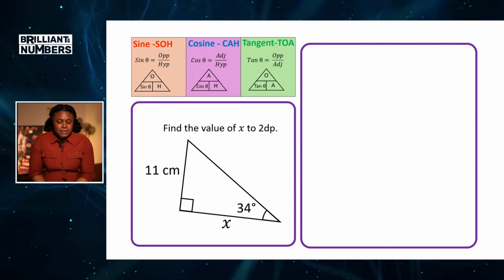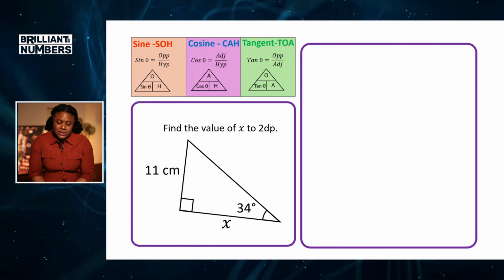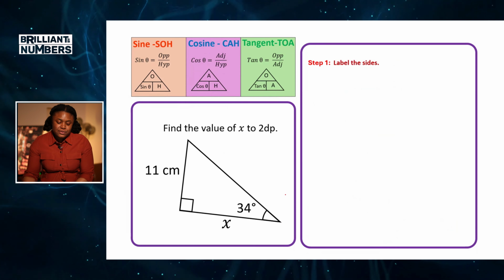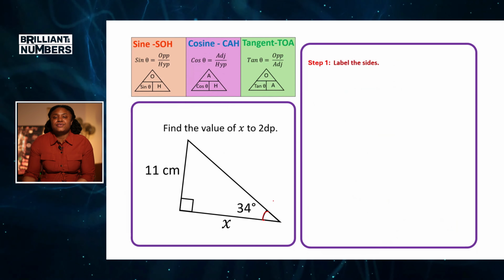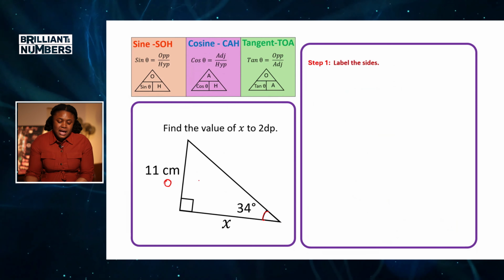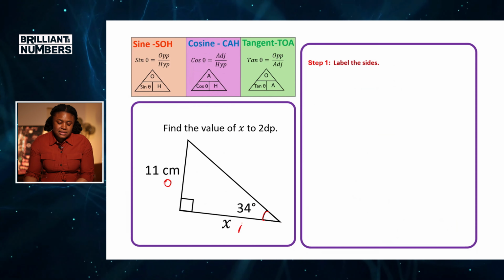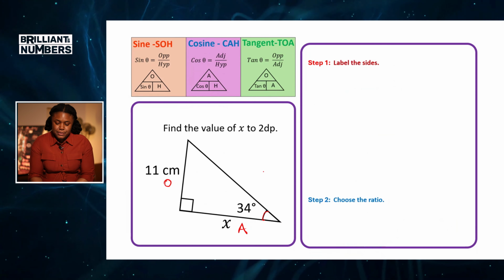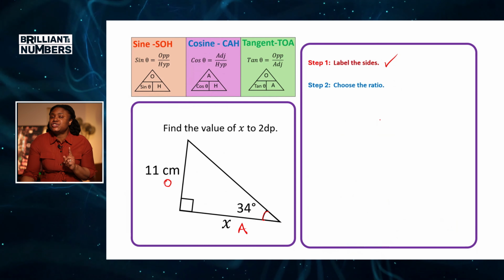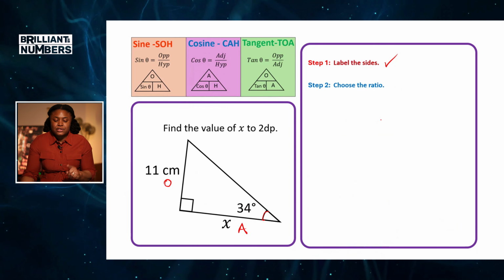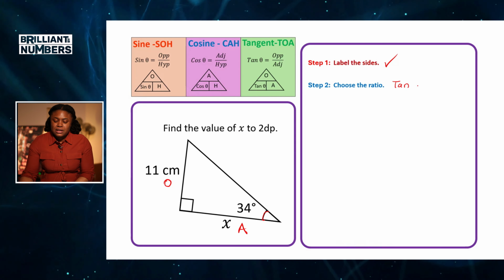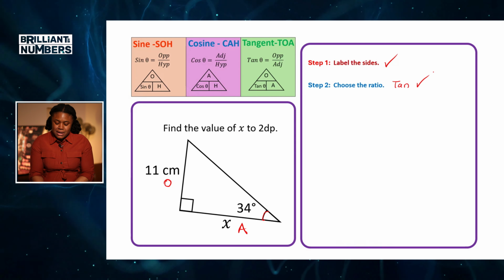Now in this question, I'm asked to find x also to 2 decimal places. Go ahead. Step 1, label. Reference point, angle. So I've got my opposite side here, and I have my adjacent side. Only those two I will label. I check that off. I'm going to choose my ratio. I have OA, TOA. So that's the tan ratio. Tick that off, chosen my ratio.